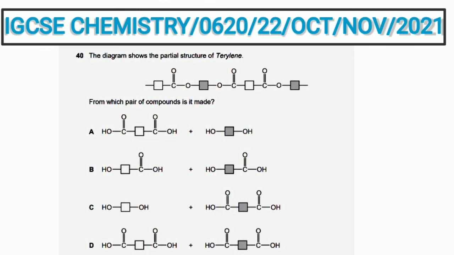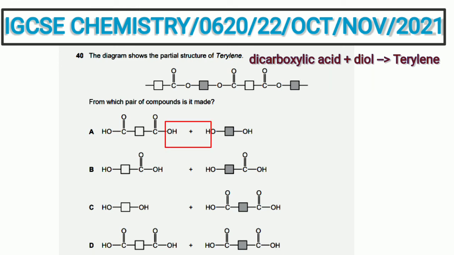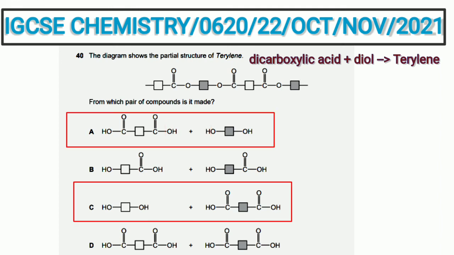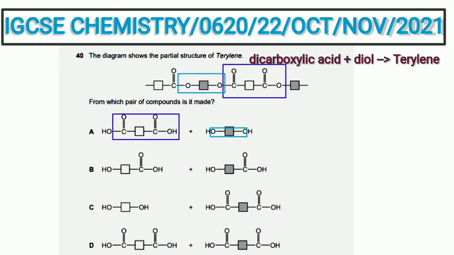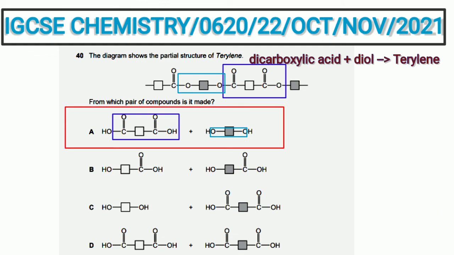Question number 40. The diagram shows a partial structure of Terylene. From which pair of compounds is it made? Terylene is made by a reaction between a dicarboxylic acid and a diol. Hydroxyl from the dicarboxylic acid and hydrogen from the diol get removed as water. So options A and C have a dicarboxylic acid and a diol, but if you compare them carefully, you will notice option A is the correct answer.